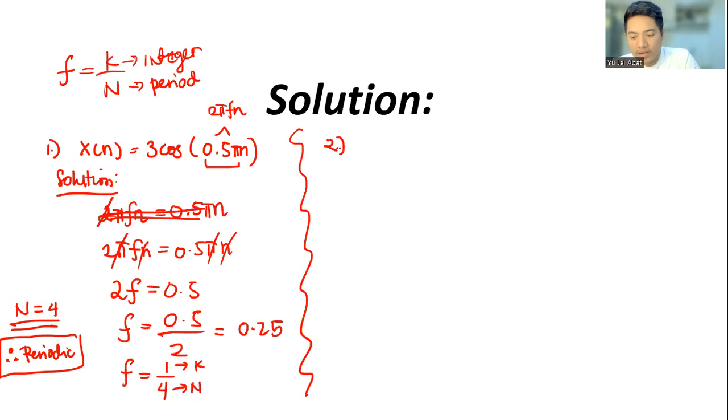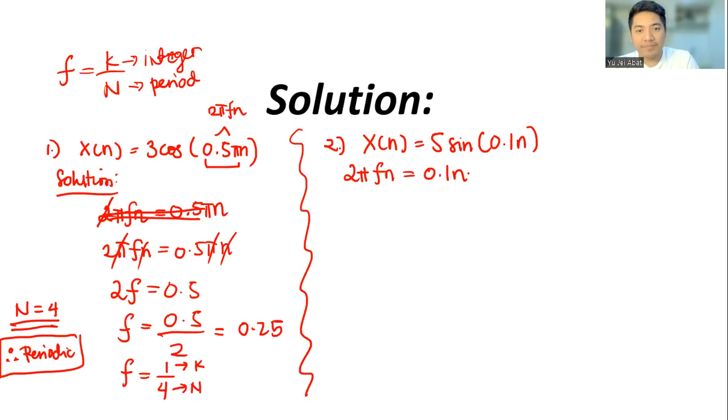So for number 2, we try to solve again the problem. So we have x of n, we have 5 sine of 0.1n. So what are we going to do? Again, get 2 pi fn, and that would be 0.1n. So as you can see, the n will cancel. So you are left with 2 pi f equals 0.1. Get the frequency by dividing both sides by 2 pi. So you have 0.1 all over 2 pi.